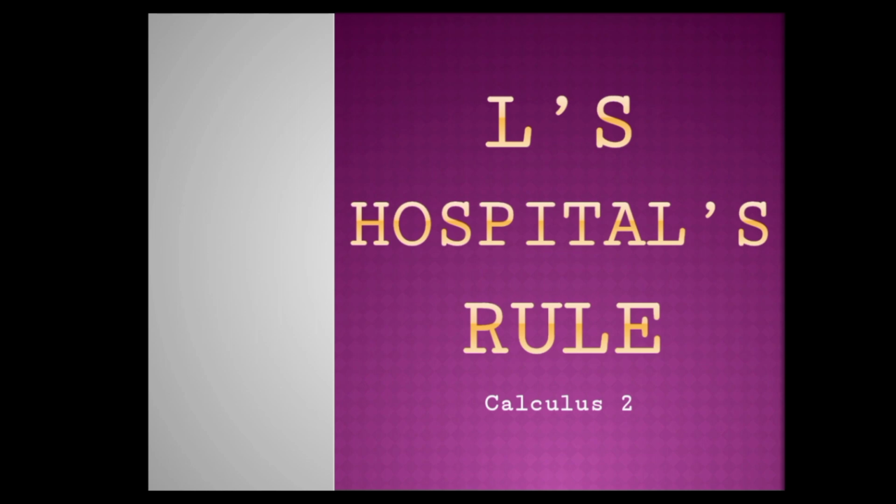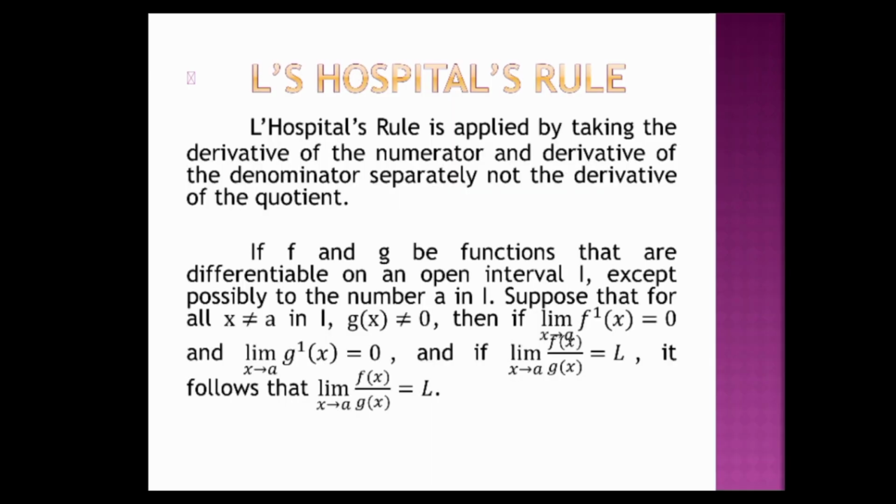If the result is an indeterminate form, like 0 over 0 or plus or minus infinity over plus or minus infinity, as we discussed in my earlier review videos, we can apply L'Hopital's rule to evaluate the limit of the function. So let's start. L'Hopital's rule is applied by taking the derivative of the numerator and the derivative of the denominator separately, not the derivative of the quotient.